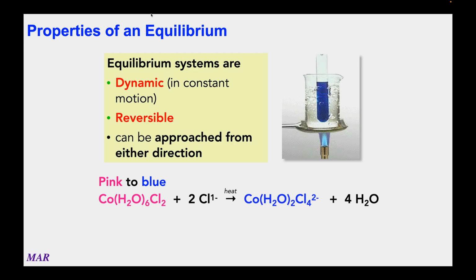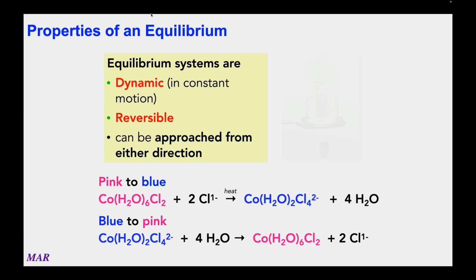This is a reaction which is very temperature dependent, because if you take the blue compound and cool it down, then the waters kind of attach themselves again and kick some of the chlorines out. You end up with the pink CoH2O6Cl2 compound, as you can see in the picture. So this is an example of a reaction which is very dynamic. It's very temperature dependent, but you can go back and forth.